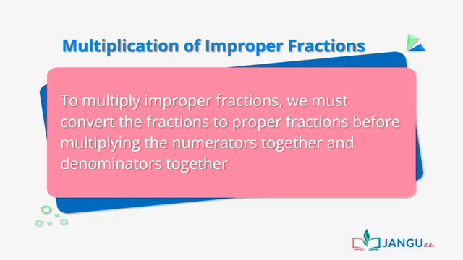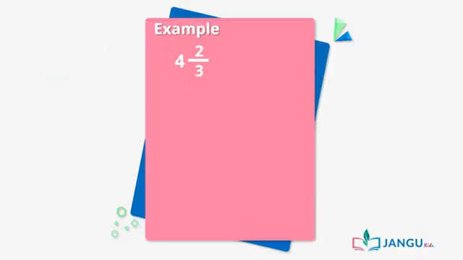To multiply improper fractions, we must convert the fractions to proper fractions before multiplying the numerators together, and of course the denominators together as well. For example, for 2 whole number 2 over 3 times 3 whole number 1 over 2: 2 whole number 2 over 3 is equivalent to 8 over 3 when converted to an improper fraction, while 3 whole number 1 over 2 is equivalent to 7 over 2 when converted to an improper fraction.